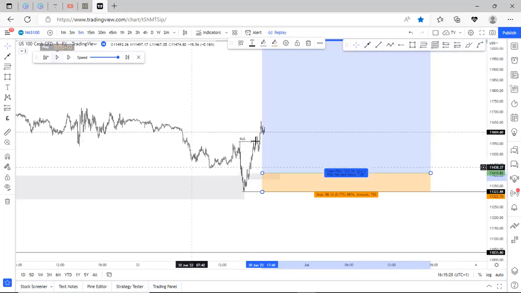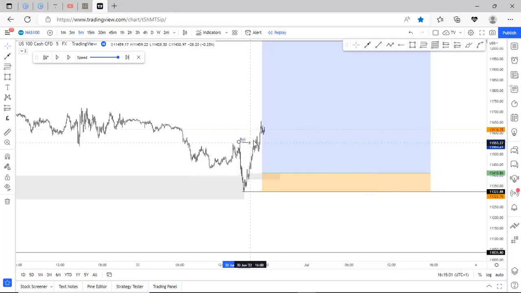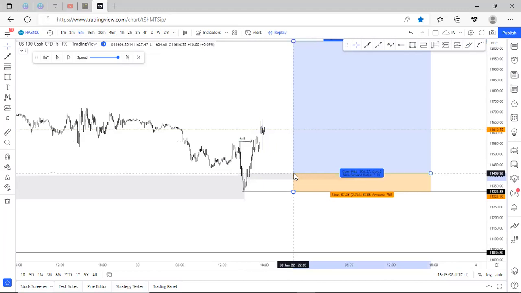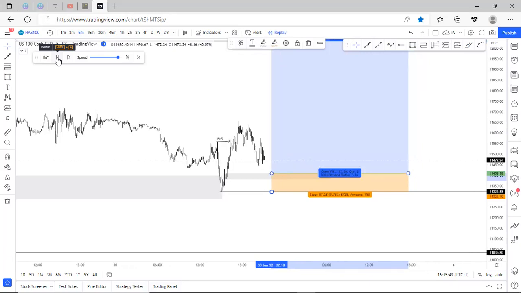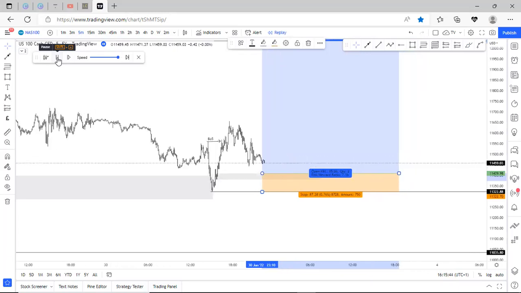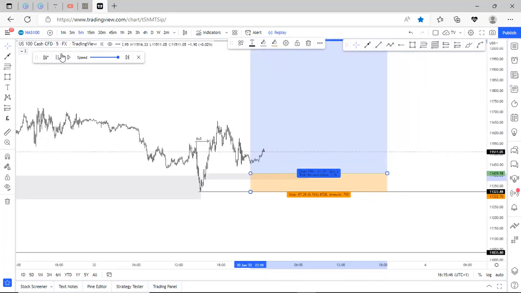So as you can see, market pushed up again, but we are patient. Okay, we have to be patient when it comes to forex trading. You have to be patient. Okay, so let's keep playing. Let's see if market comes back. As you can see, market is coming back, but we are yet to tap into that zone. We are still waiting.